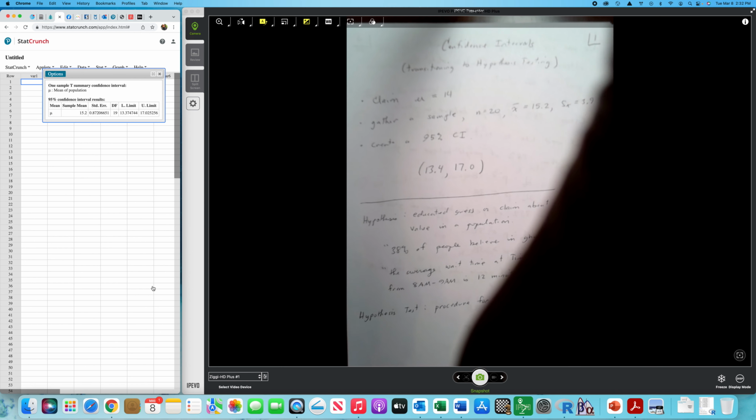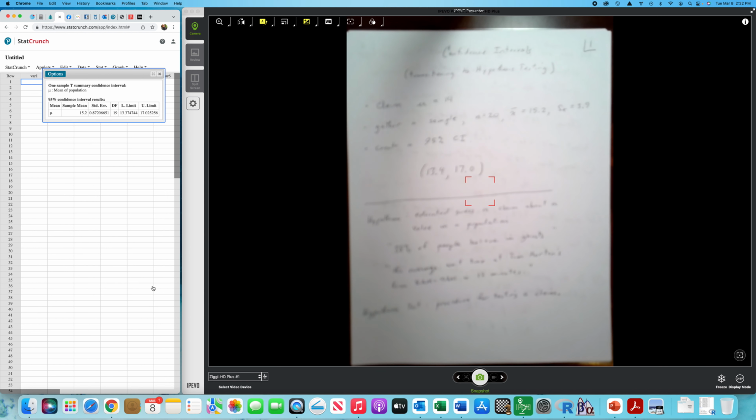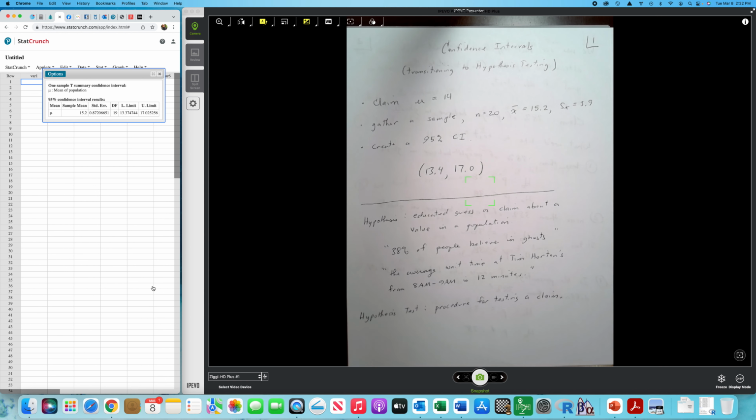Let me try getting that a little clearer. Okay, so because 14 is contained in the interval, we would have no reason to refute the claim, or in other words, maybe reject the claim based on our confidence interval.